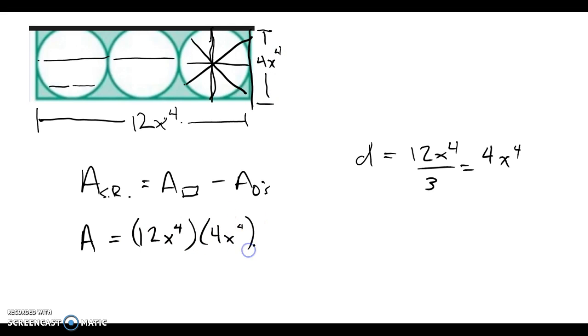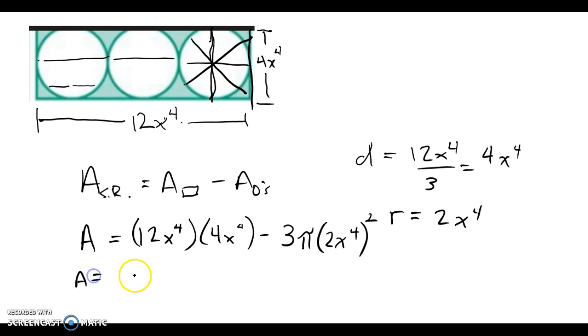And now we can find the radius by dividing the diameter by 2, which is going to be 2x to the 4th, and then minus 3, because we have 3 circles, times pi times 2x to the 4th squared, because 2x to the 4th is a radius. Now we can solve it. A is equal to 48 x to the 8th, minus 3 pi times 2 squared, so I get 4.